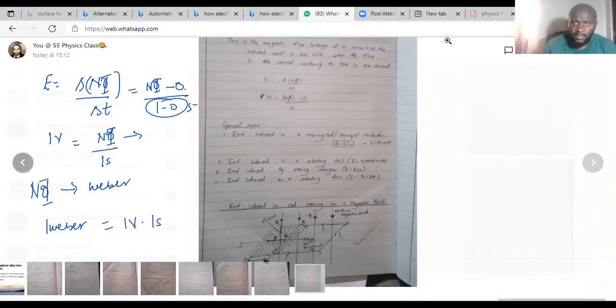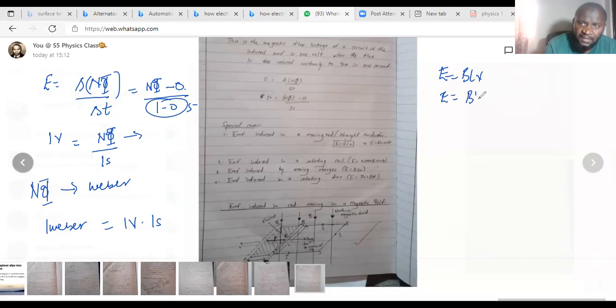Among them, you'll meet what we call EMF induced in a moving rod or in a moving straight conductor. And that EMF induced is always given by this expression. E is equal to BLV, where L is the length of the conductor, V is the velocity with which the rod is moving, and B is the magnetic field in which it moves. This is perpendicular to the field. If it moves at an angle to the field, you will have BLV sine of theta.